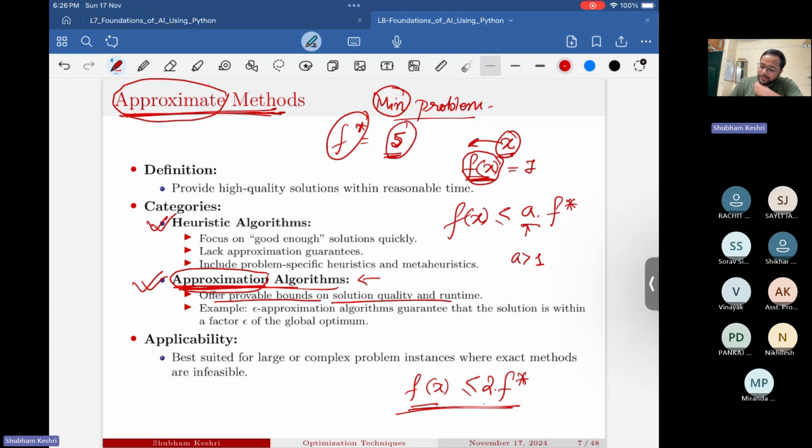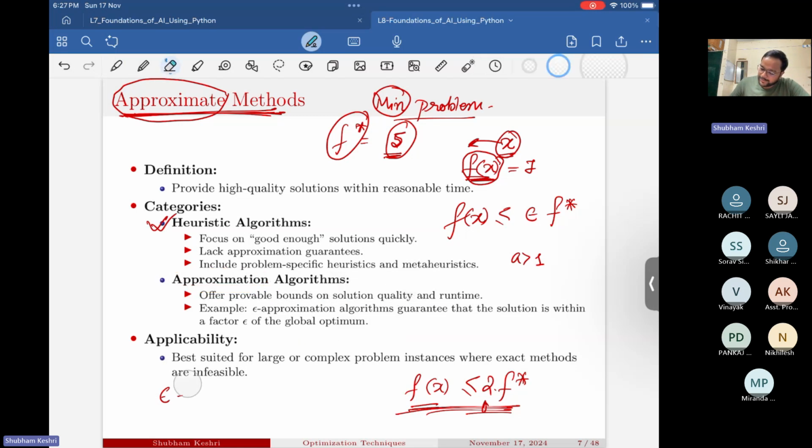So if 5 is the optimal solution, and this approximation algorithm is a 2-approximation, so when I write a equals 2, it is a 2-approximation. Okay, so it says that your solution will not have an objective function value more than 10, never, using this 2-approximation algorithm. If you have an epsilon approximation, this a will actually be epsilon. So that is the worst possible solution you can obtain using this approximation algorithm. Okay, so this is what an approximation algorithm is.